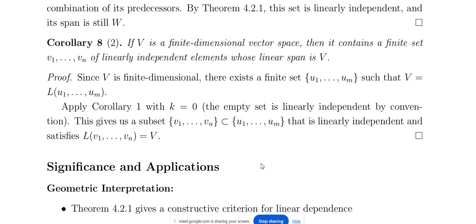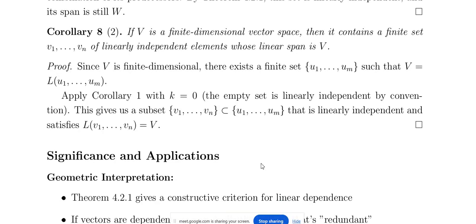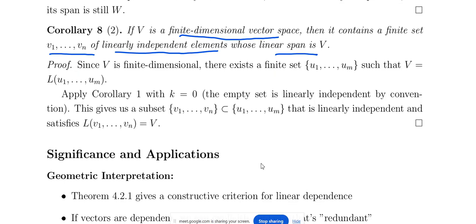And another one: V is a finite dimensional vector space. That is a very important idea. Then it contains a finite set v1, v2, ..., vn of linearly independent elements whose linear span is V. The linear span being equal to V is what we called L of S equal to V.